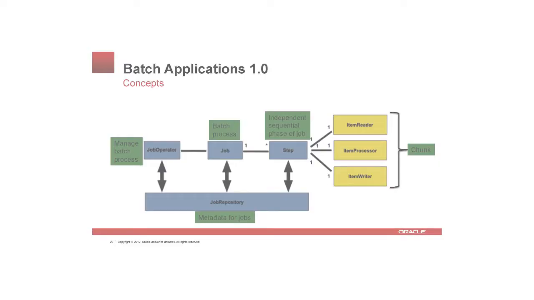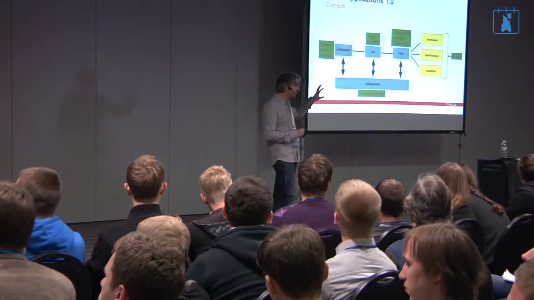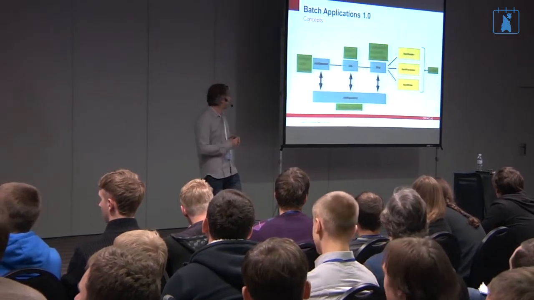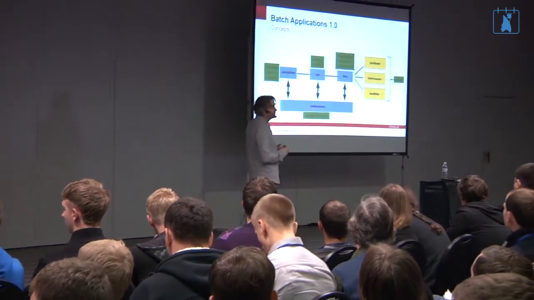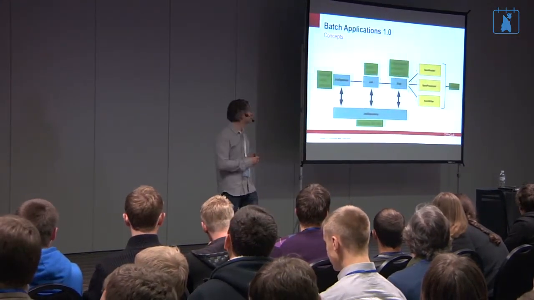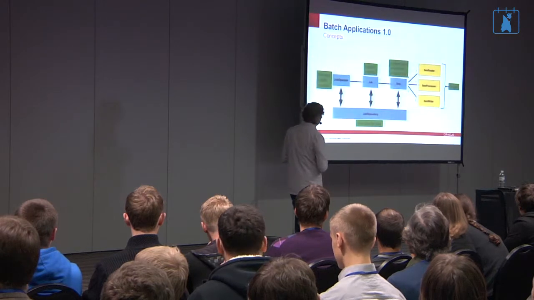So some of the concepts. We have steps. A step is an independent sequential phase of a job. A step is made of a reader, a processor, and a writer. So this is for chunked steps, steps which are tied to data. And then we have a job. A job is made of different steps. A job needs to have at least one step. A job without steps doesn't make any sense.